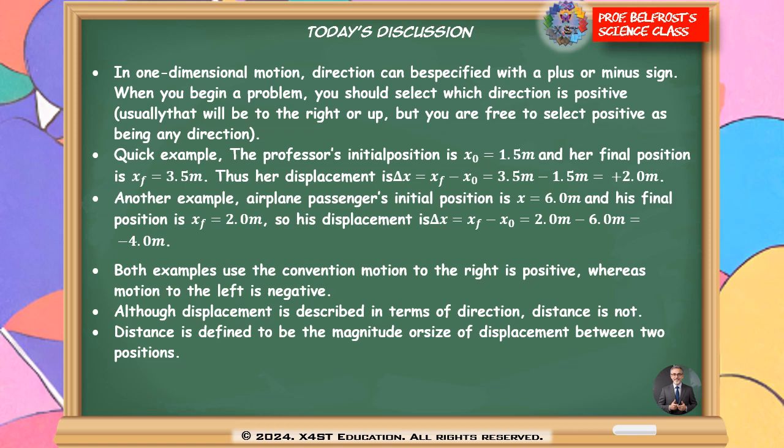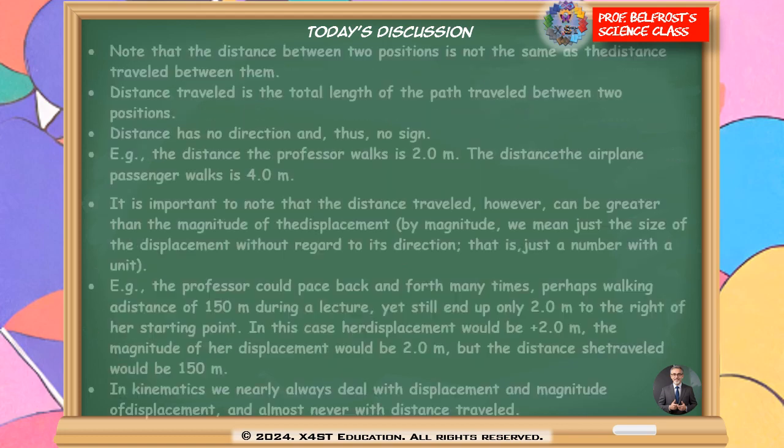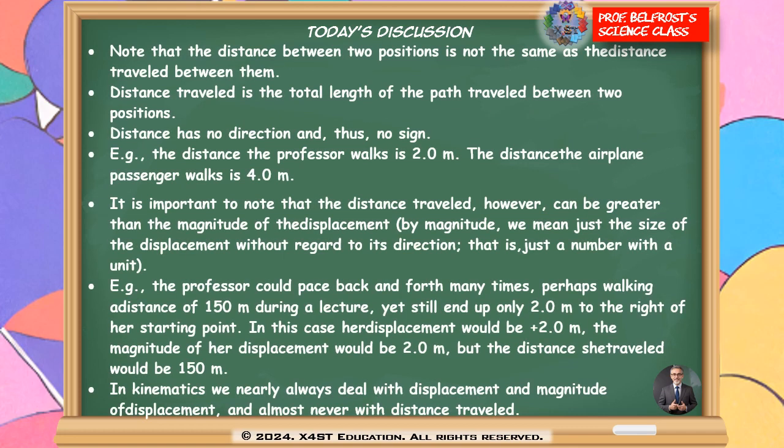So distance is defined to be the magnitude or size of displacement between two positions. Note that the distance between two positions is not the same as the distance traveled between them. Distance traveled is the total length of the path traveled between two positions, and distance has no direction and thus no sign. For example, the distance the professor walks is 2 meters, while the distance the airplane passenger walks inside the aircraft is 4.0 meters.